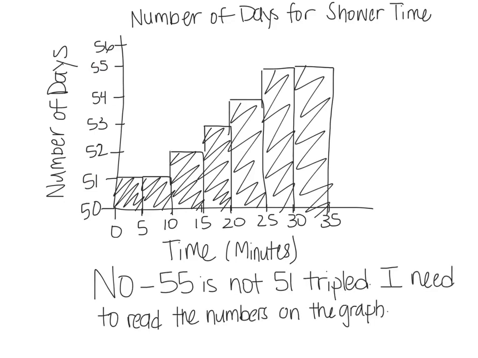So you might have thought of an explanation, something like this. No, and how do I know? 55 is not 51 tripled. I need to read the numbers on the graph. So if I actually read the numbers that these bars are at, I can see, nope, it really did not triple.